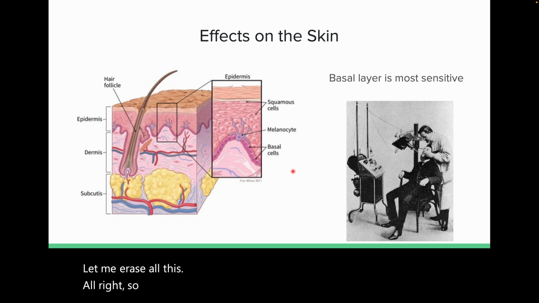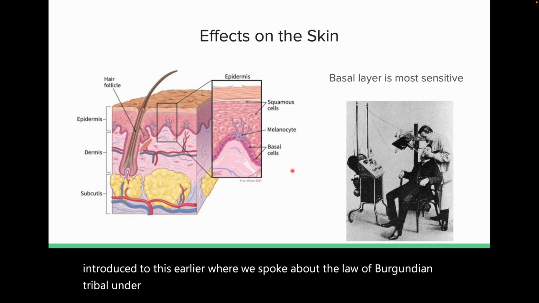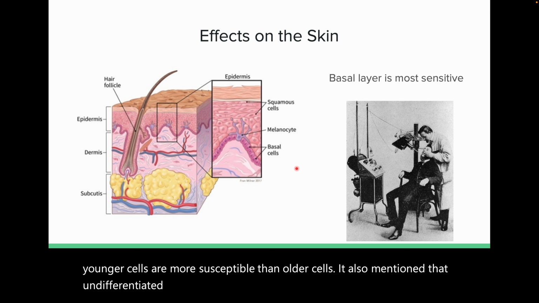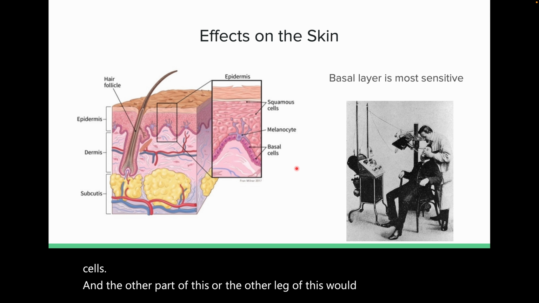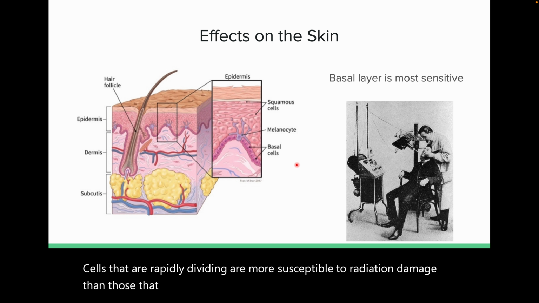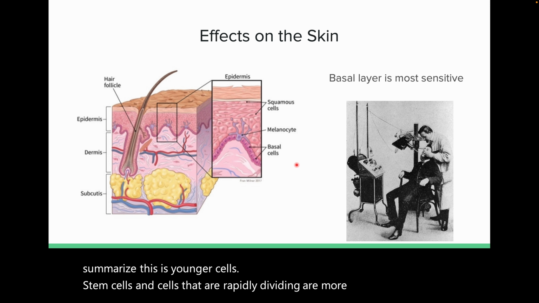All right, so the layers of the skin. We talked about this earlier, where we spoke about the law of Bergonié and Tribondeau. This touched on that younger cells are more susceptible than older cells. It also mentioned that undifferentiated cells are more susceptible to radiation than differentiated cells. And the other leg of this would be cells that are rapidly dividing are more susceptible to radiation damage than those that are not rapidly dividing, right? The way I like to summarize this is younger cells, stem cells, and cells that are rapidly dividing are more susceptible to radiation than their opposite counterparts, right?